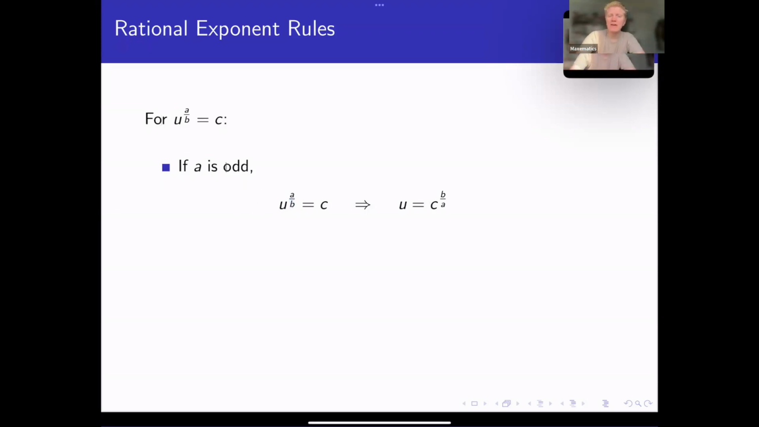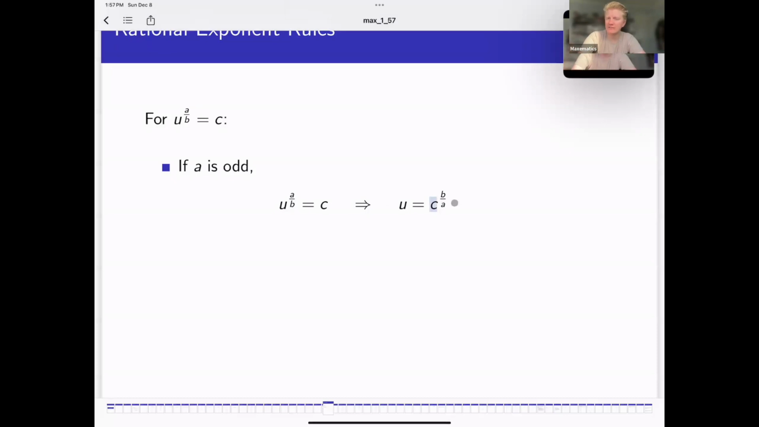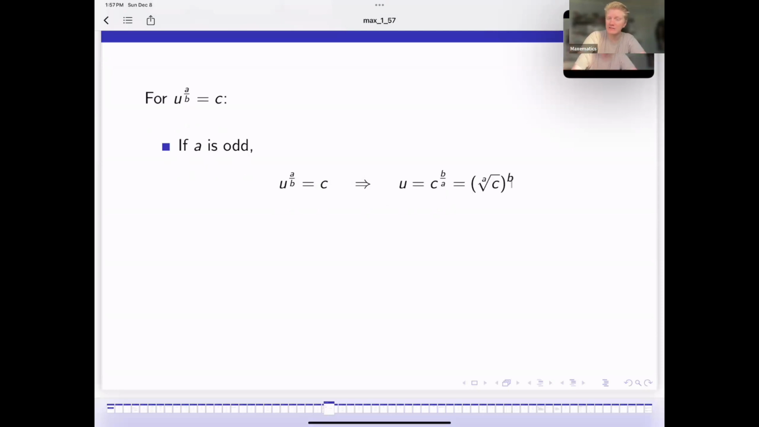If this original numerator is odd, nothing weird happens. You raise both sides to the reciprocal power, so you raise both sides to the b over a. That gets rid of it for u, just like square roots and squaring, it just gets rid of that. But on the other side, you get c, whatever that constant is, to the b over a. And I've already told you that to the b over a is basically saying a-th root raised to the b. But if a is even, we pick up an extra plus and minus.